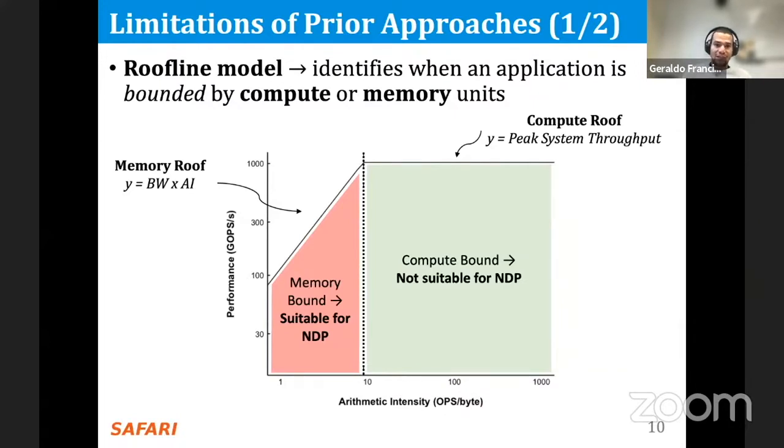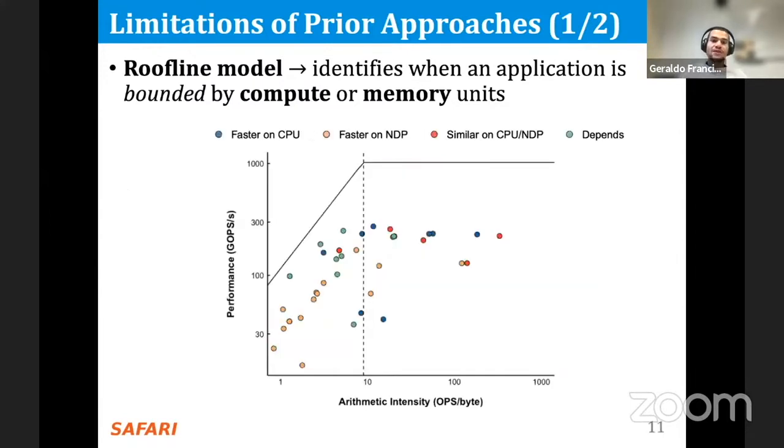Prior works have shown that applications that lie below this memory roof are memory intensive and can benefit from data processing offloading. So we use this model with more than 40 applications from many different application domains, which we are going to analyze later. We compare how such applications benefit from a general purpose data processing architecture versus a baseline CPU. In the plot, we classify applications into 4 different groups.